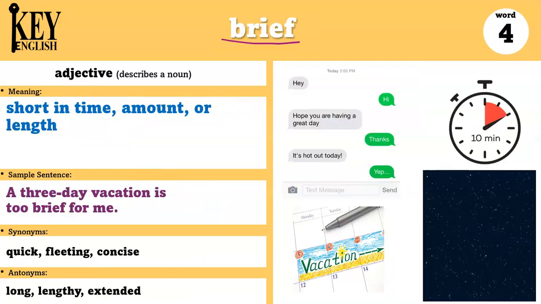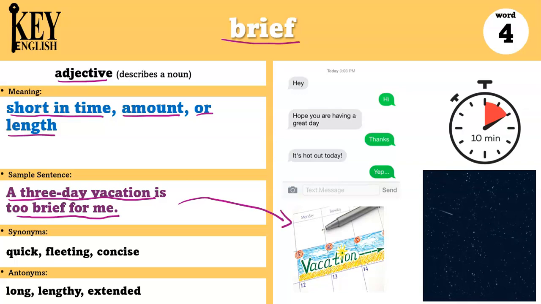Our next word is brief. Brief is an adjective and it means short in time, amount, or length. So anything brief has a very short time where it's done. The example is, a 3-day vacation is too brief for me. So in this sentence, someone went on a vacation, but the vacation was only for 3 days. They thought that that vacation was too short and it should be longer. So they can describe the vacation as brief. It lasted a short time.